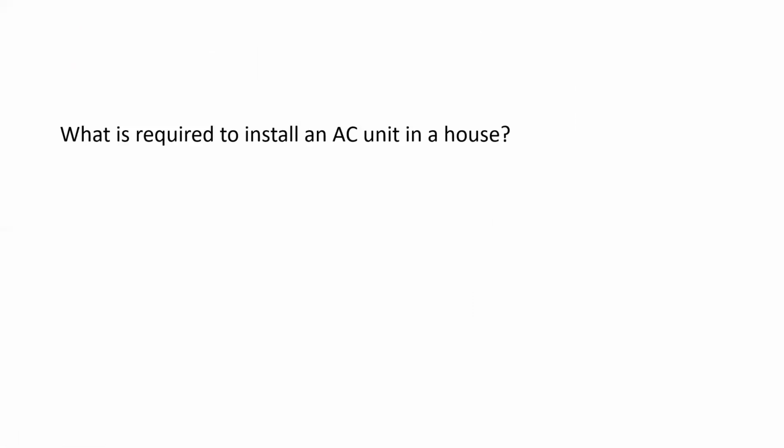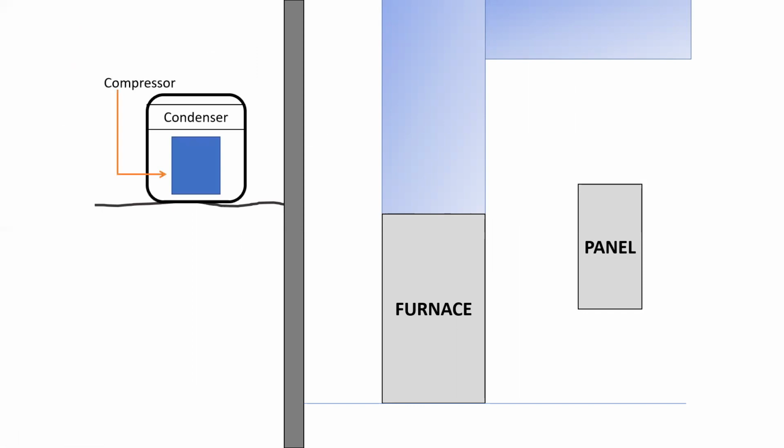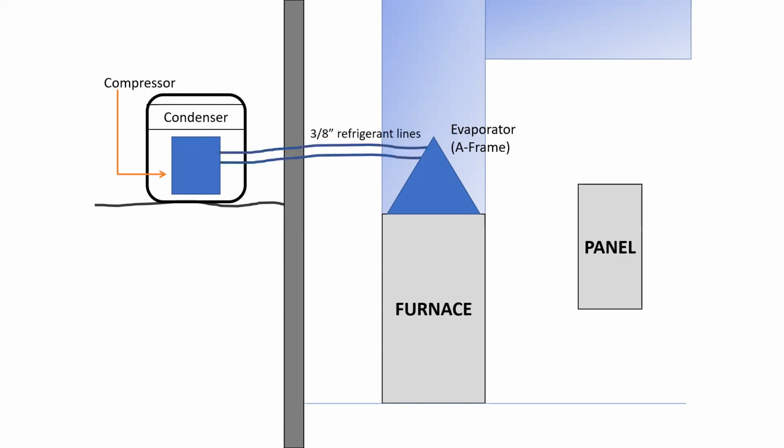So what is required to install an AC unit in a house? Well, we've got our furnace, panel, and the outside is on the left. So we've got the condenser and the compressor, which are located outside, and there is also obviously a condenser fan. We have the evaporator, which is installed on top of the furnace. That's called an A-frame sometimes. Then we have two refrigerant lines, which have to go in between the two different heat exchangers.